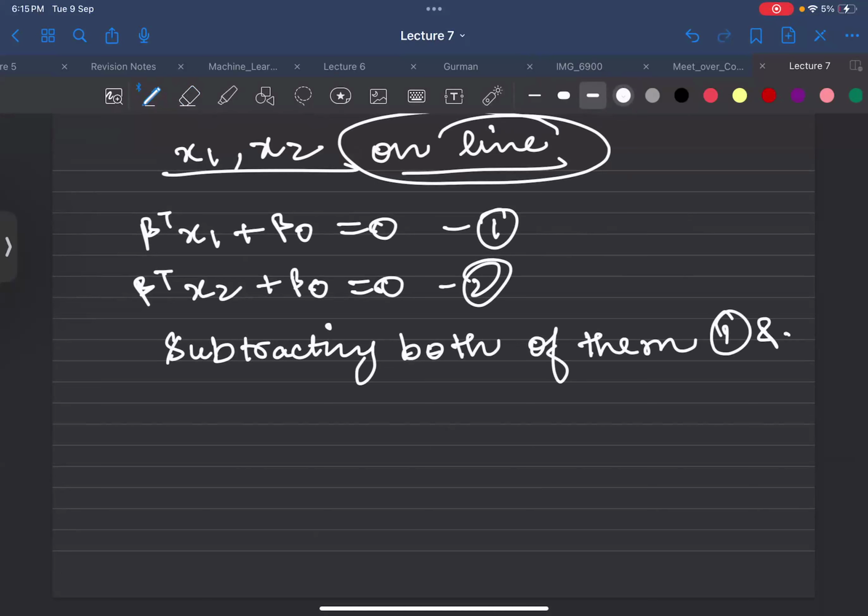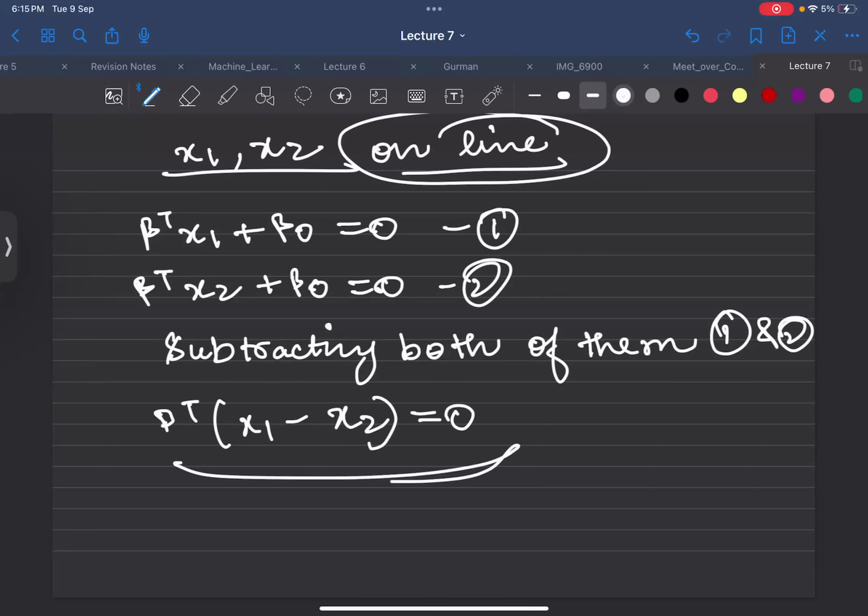Both of them means 1 and 2. What does this mean? Can someone give me the intuition of this? Beta transpose (x1 minus x2) is equal to 0. Either one of them is 0, or it's invertible.